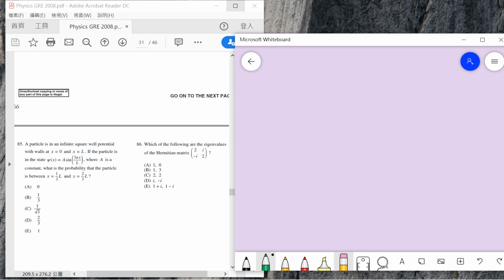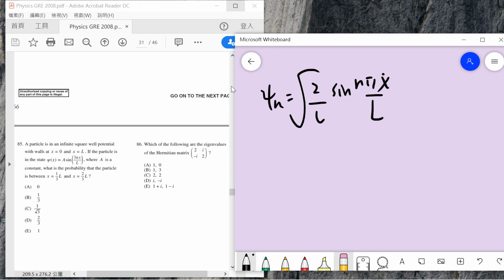So 85, the particle. He already gives you the wave function, and I ask you about it. There are multiple ways to do this. The first is to find the wave function coefficient, and I suggest that you remember the wave function in the box, unless you can do the integral very quickly. I will not tell you how to find A, but basically you do the sine square and find A. So basically, this is the answer.